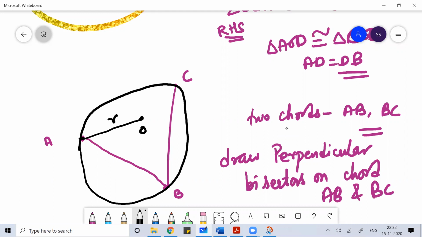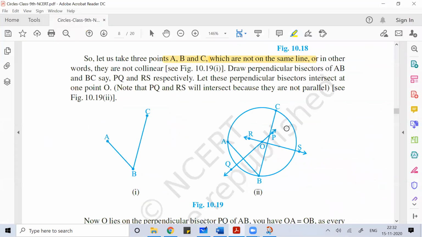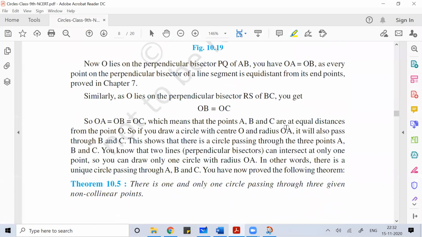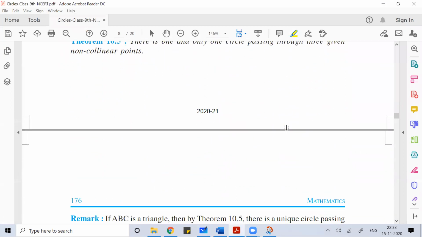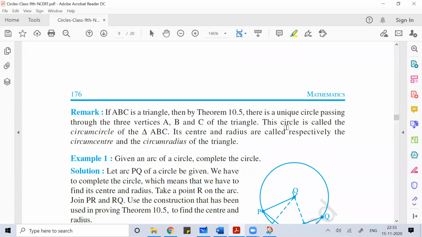So you get a circle where O is the center, and A, B, C lie on it, so the circle is the circumcircle. If you join A, B, and C, you get a triangle whose vertices lie on the circumference of the circle. I hope you got the logic. Please remember this: only one circle is possible which can pass through three non-collinear points.